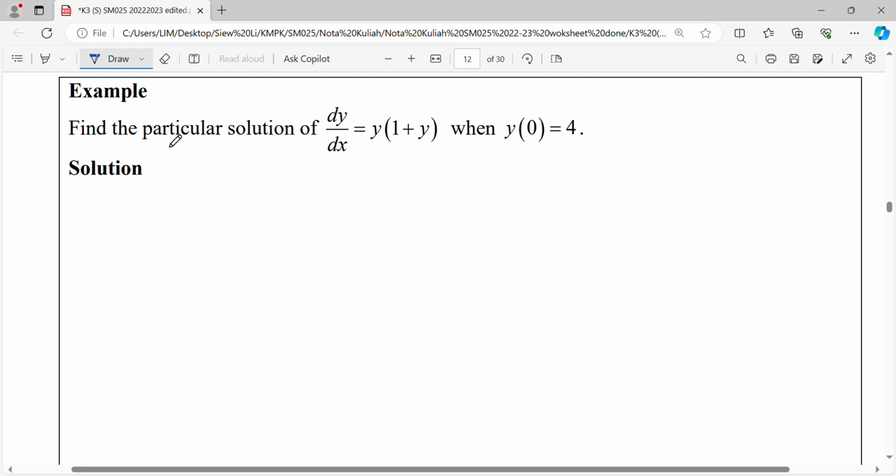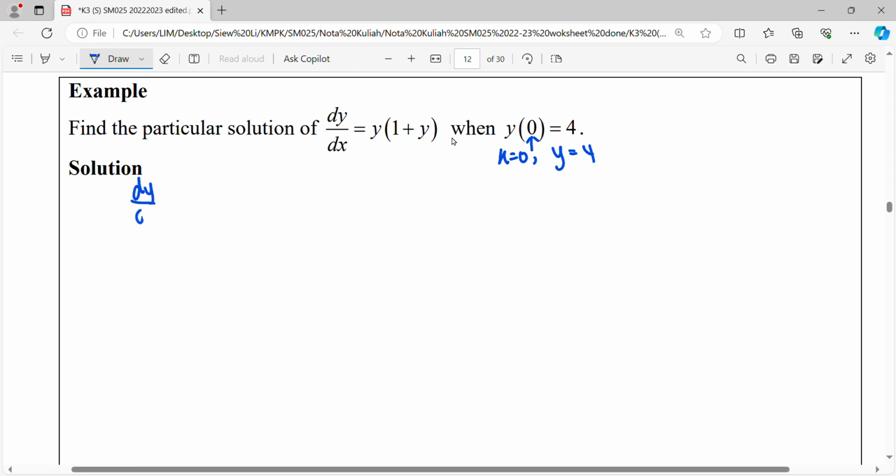Next, find the particular solution for this differential equation when y(0) = 4. That means y in terms of x equals 4 when x equals 0, then y equals 4. As you can see, your differential equation has variables y and x. Therefore, the solution will be y in terms of x. So when you have dy/dx, your solution will be y in terms of x.